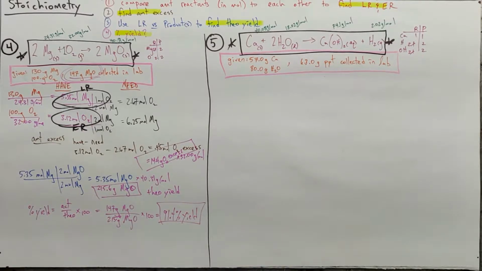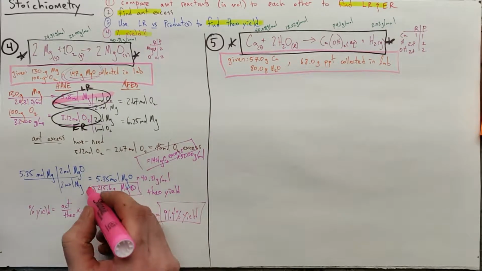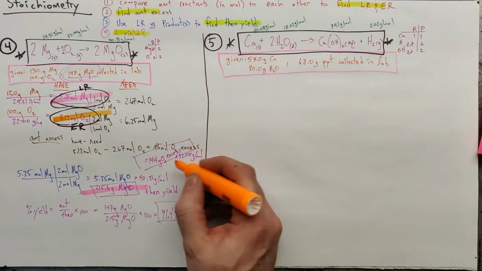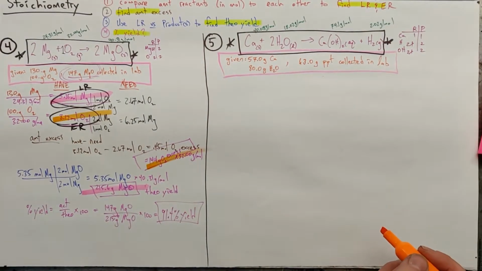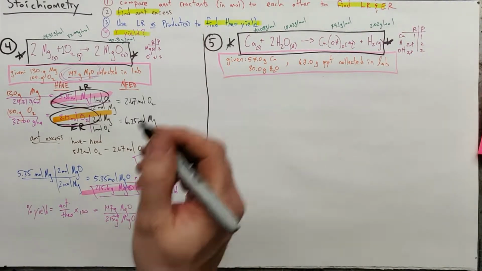We have our limiting reactant, which we use to get a theoretical yield. We have our excess reactant, which we use to get an amount in excess. And then we were able to get a percent yield. And now a step that isn't mandatory but should be, and that's to check if you did it right.